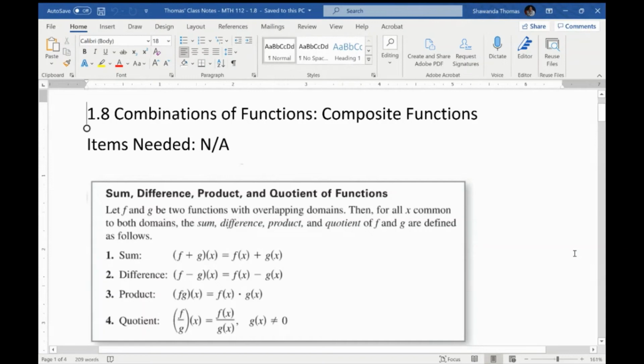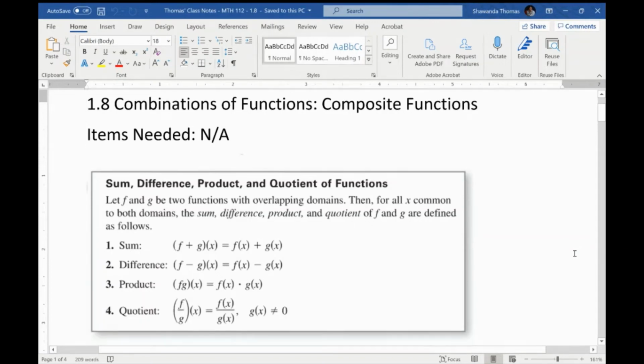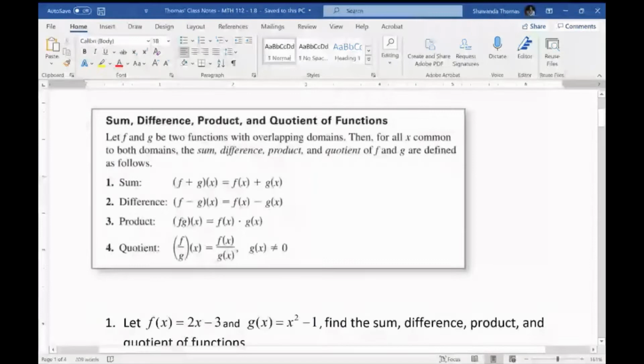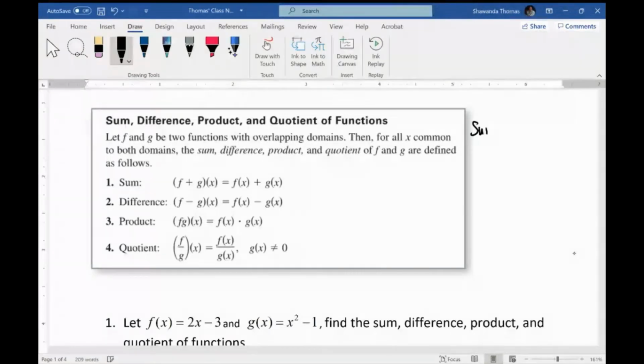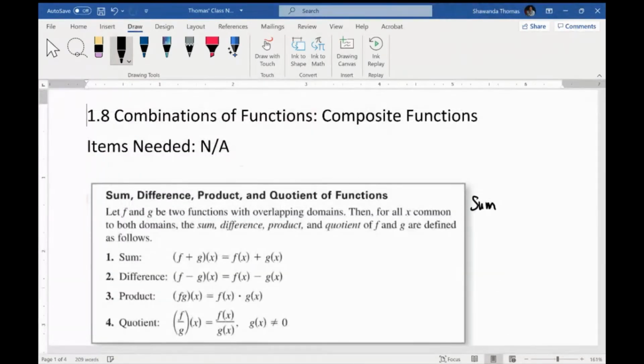6.8 is combinations of functions. All right. Let's talk about what these math terms mean: sum, difference, product, and quotient. If I say the term sum, what's the math operation of that? Add. Yep.